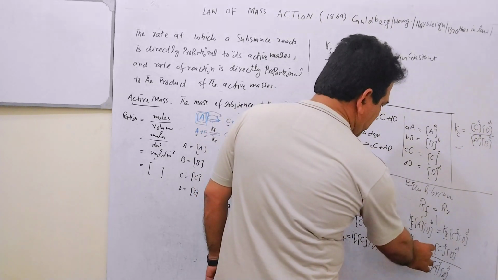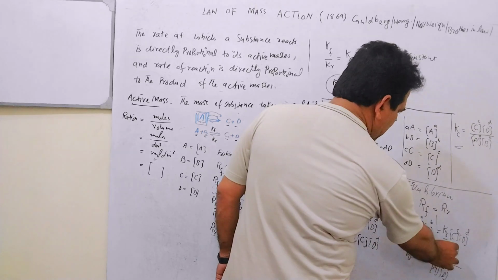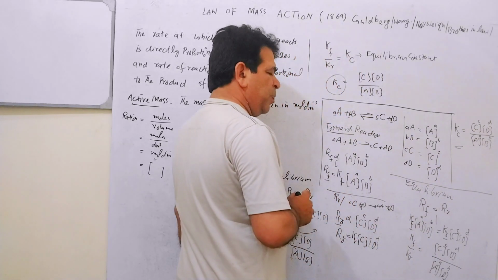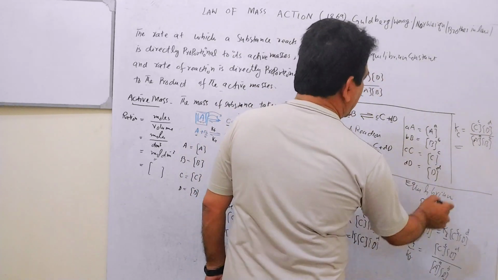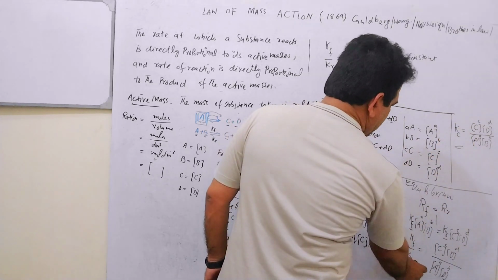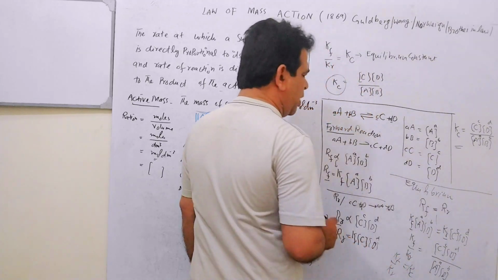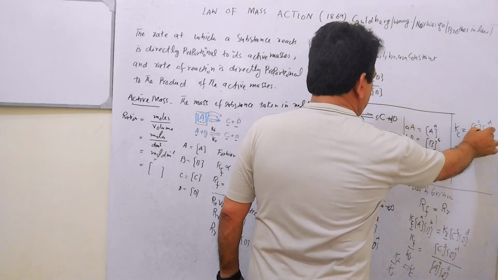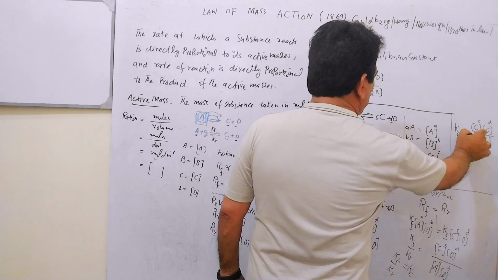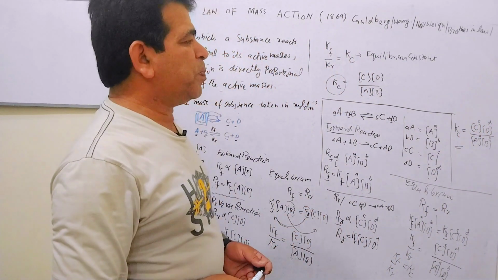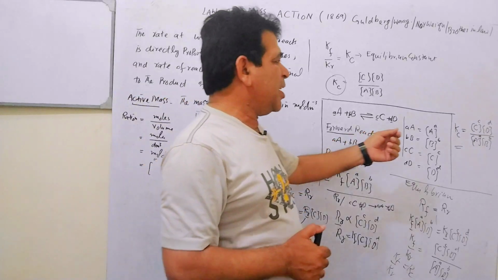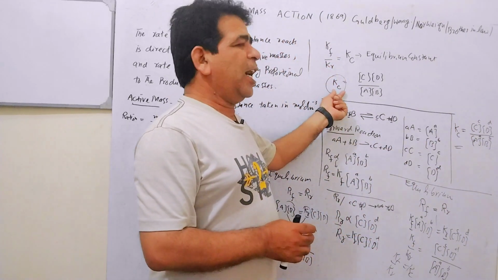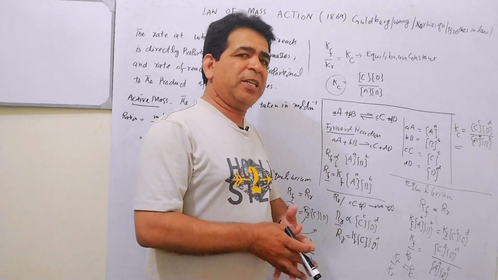Kf over Kr will be equal to C and D with small c and small d as their powers, over, similarly, capital A and capital B with small a and small b as their powers. As we know, Kf over Kr is equal to another constant, that is Kc. Now the Kc will be equal to capital C, capital D raised to their powers small c, small d, over capital A, capital B raised to their powers small a and small b. This is the final expression of the law of mass action for a general chemical reaction, and this was the expression of the law of mass action of an example.